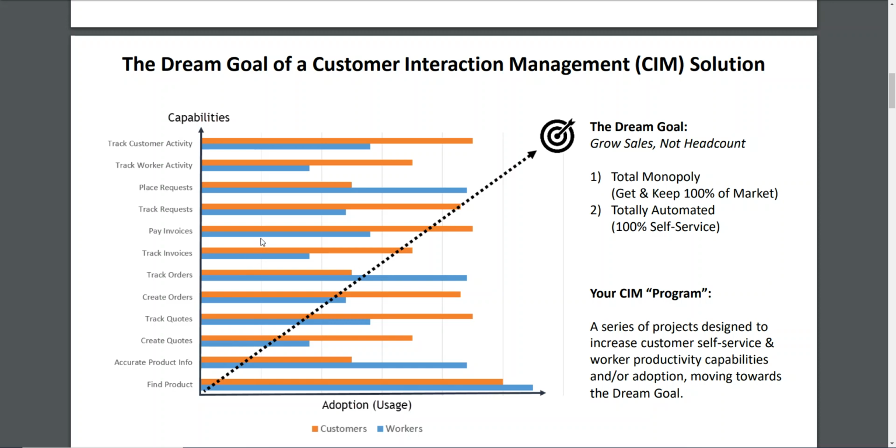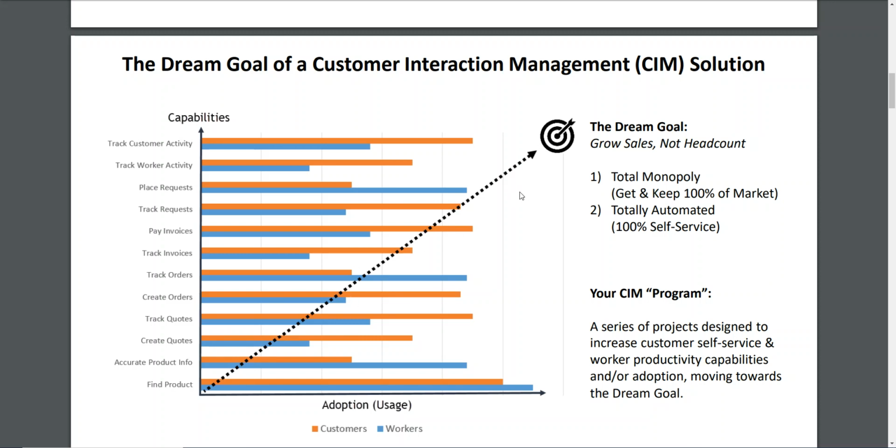If you look at the first concept that I'm going to introduce, going from the first slide, it is basically an overall program. A program is basically a series of projects that's designed to increase, in the Sim world, customer self-service and worker productivity capabilities. So if you look at a customer interaction management program, the end goal is for a customer to deploy a solution, which may involve one or more platforms like SimCloud, that helps them gradually move towards their dream goal. Projects are the mechanism that they're using to take steps towards their dream goal.